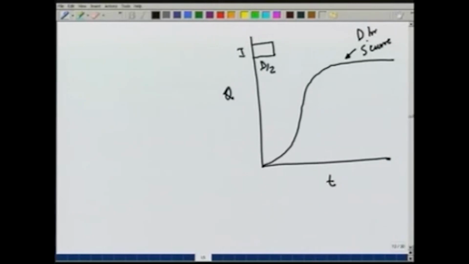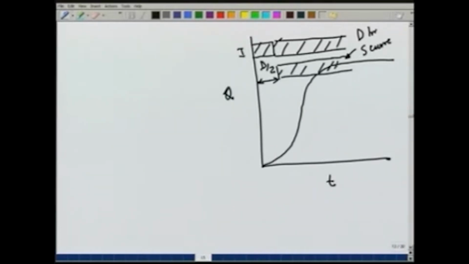which represents infinite duration of ERH. Now, what we say is that if we lag the ERH by this time d by 2. So, in the first case our ERH starts from 0, in the second case the ERH starts from d by 2.